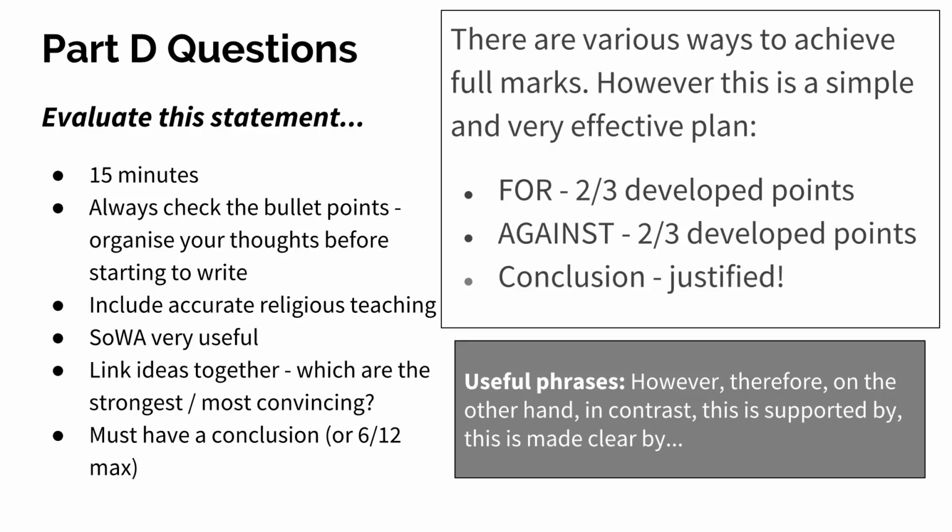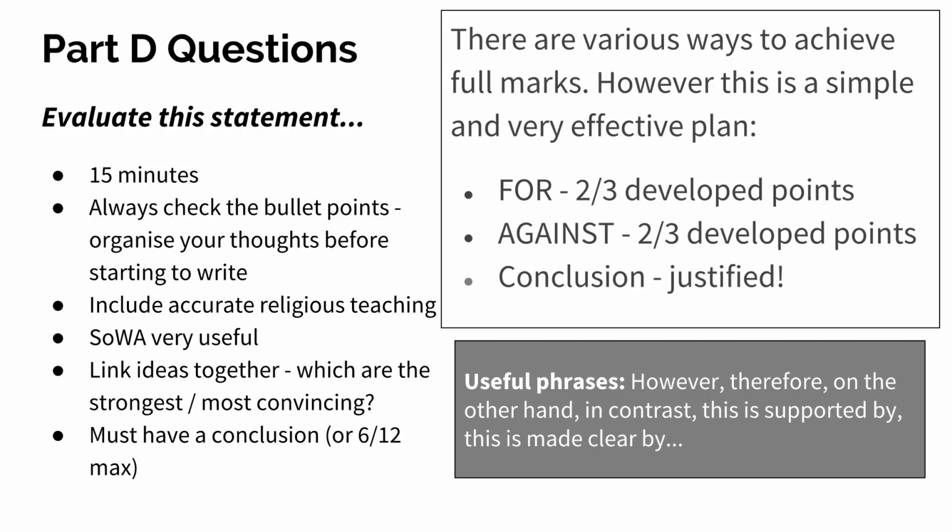There is a real demand of your literacy here. And I always think that it's very useful to include phrases such as however, therefore, on the other hand, in contrast, this is supported by, this is made clear by, because they're the kind of things that will build the chains of reasoning which are necessary for the highest levels. If you want the simplest approach, the most straightforward approach, which can still get you full marks, I think it's very effective to have 2 or 3 developed points for the argument, 2 or 3 developed points against the argument, followed by a conclusion that must be justified.